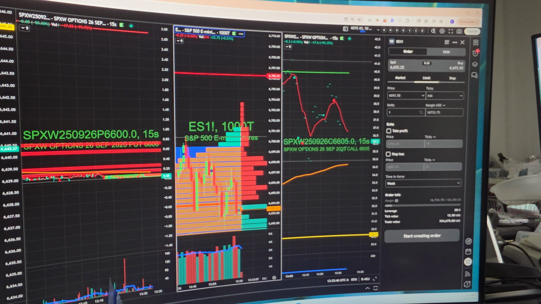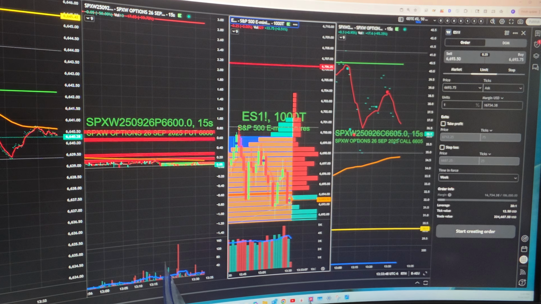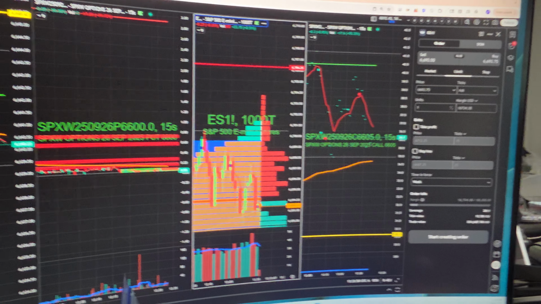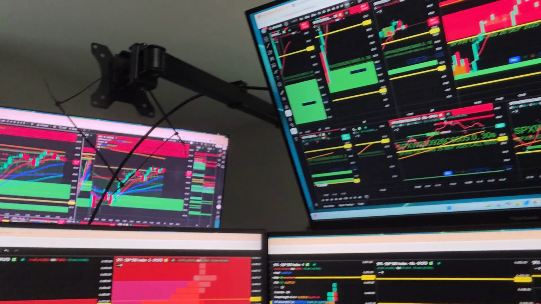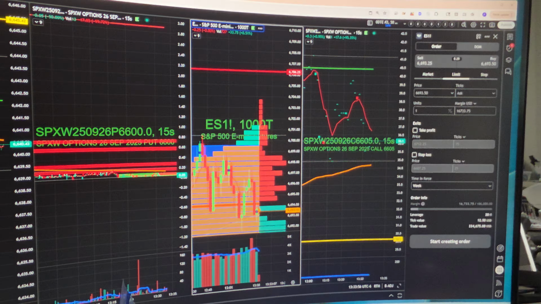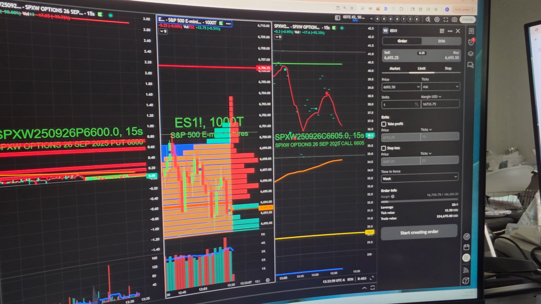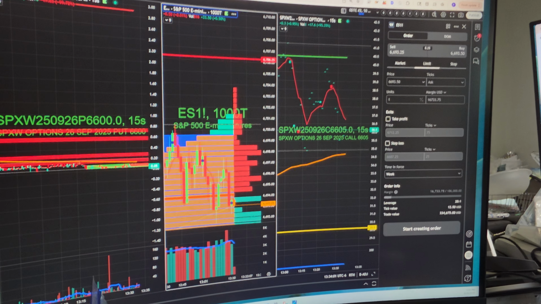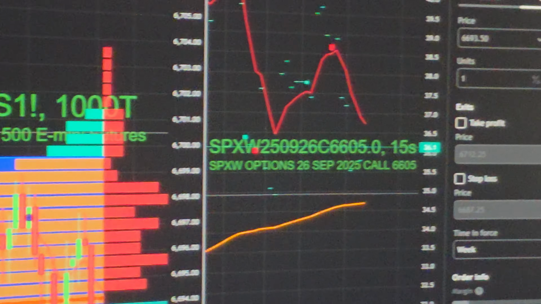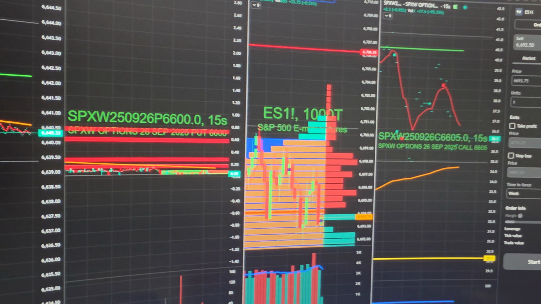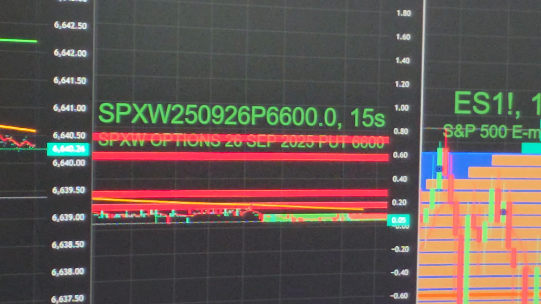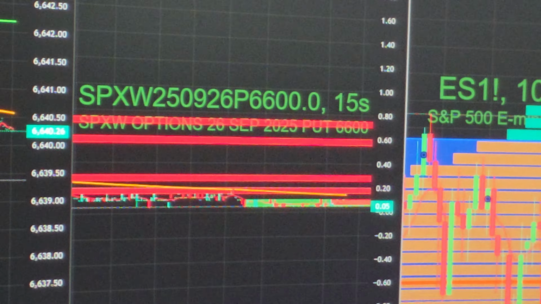Hey, just so you know, this is the setup I have, the main setup. There's some other screens like this one and this one, but my main setup is 3 monitors, and I start with the option call on the right, then the ES1, then the put. That's the put for the same day.